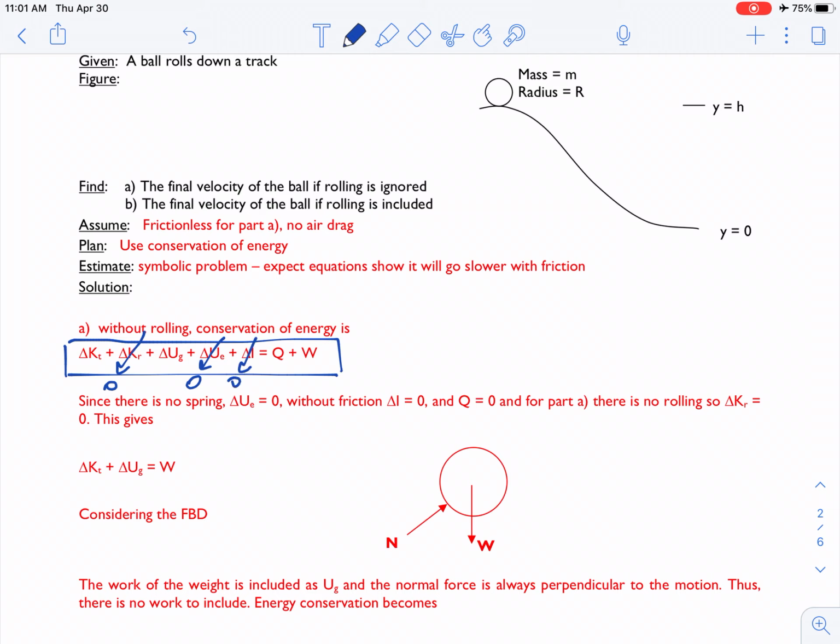That goes to 0 as well. There is no heat transfer. So we have only 3 terms left. And as you remember, the work term we do investigate further because we need a free body diagram first. So this is what we have left then.